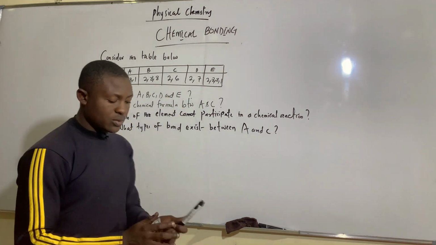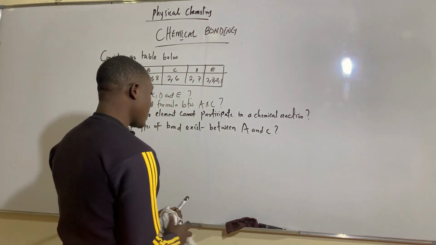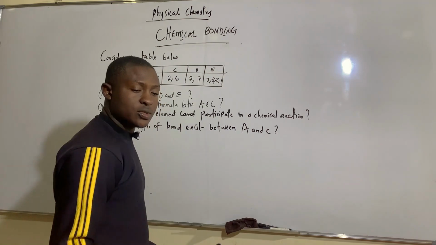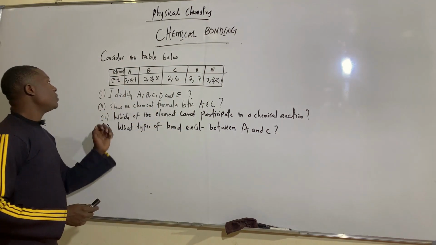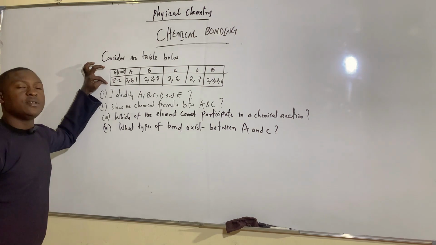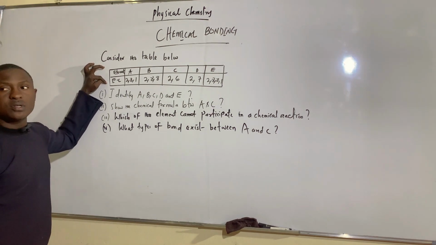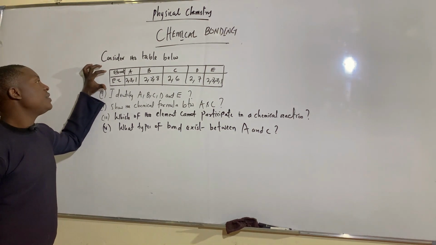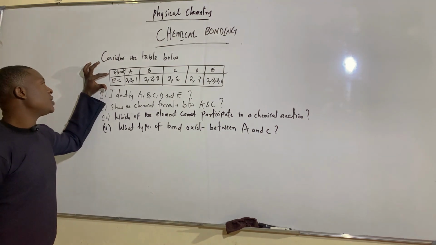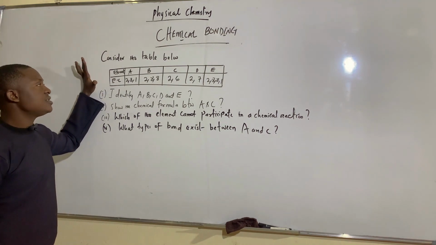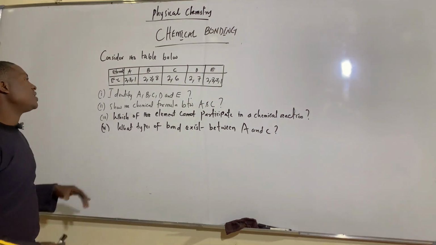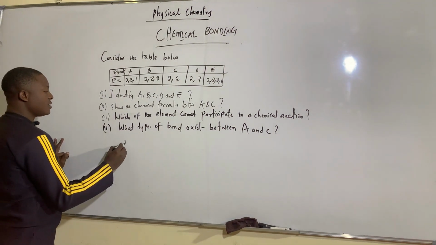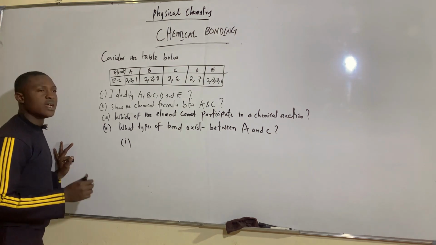So now let's look at this. We are given this table. We have the elements and their electronic configurations. Element A is 281, B is 288, C is 26, D is 27, and E is 2881. The first question says, identify elements A, B, C, D, and E.